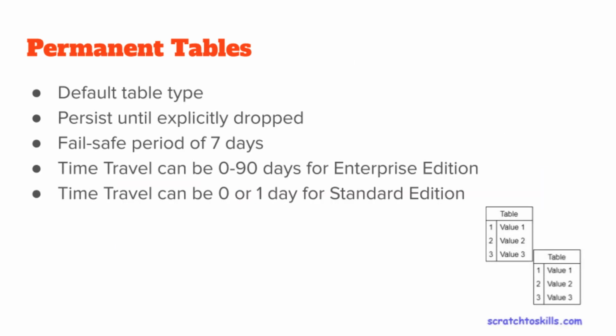First, let's dive into the concept of permanent tables, which are quite straightforward. These tables encompass any regular tables you've created, and the data within them remains intact until you consciously choose to delete the table. With permanent tables, you have the flexibility to configure the time travel retention period, which can range from 0 to 90 days in all editions except the Standard Edition of Snowflake. In the Standard Edition, the time travel period is limited to either 0, disabling time travel, or 1 day. Additionally, the fail-safe period for permanent tables extends to 7 days for all editions of Snowflake.